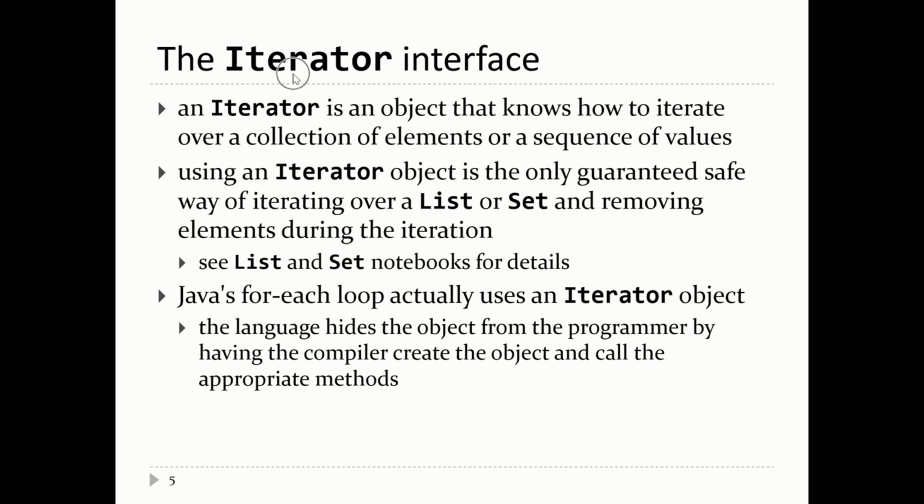There's an important interface in Java called Iterator. An iterator is an object that knows how to iterate over a collection of elements, or a sequence of values. So when you write a for-each loop over a list, you're actually using an iterator. It doesn't look like you're using one, but the compiler makes an iterator for you, and then it uses the iterator to loop over the elements of the list or set. The language hides all of that from you, because you really don't need to know the details. You just want to loop over the elements. So it hides all of that for you, but in fact, that's what's happening.